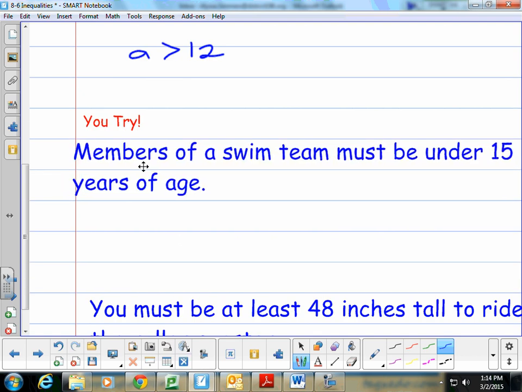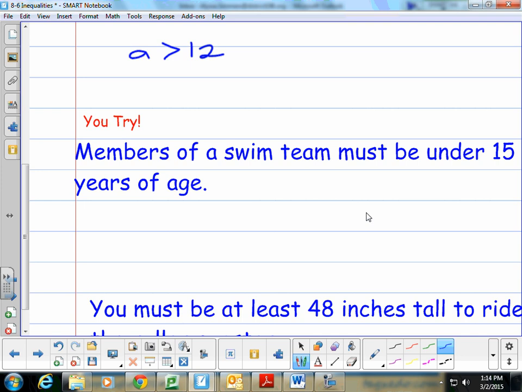Members of a swim team. Now you give this a try. See if you can do it. Pause and read it and come back. See what I said. Members of a swim team must be under 15 years of age. So the members of the swim team, if we're looking at age, you might want to use age, must be under, which is a good word for less than, 15. So the members, or you could say the age of the members, whichever variable you want to use, they have to be less than 15 years old.